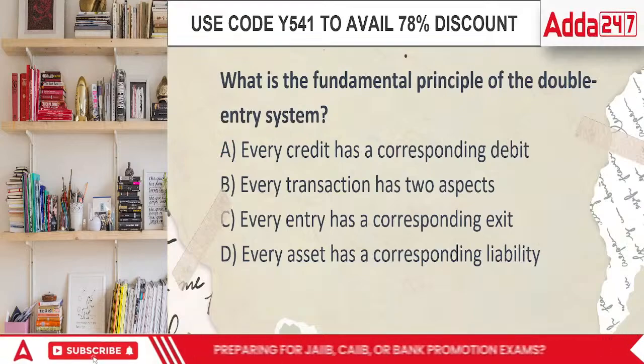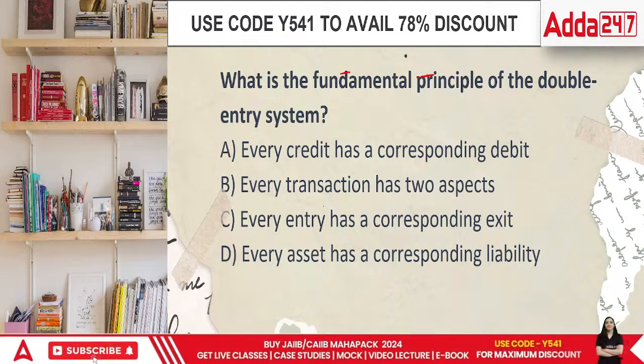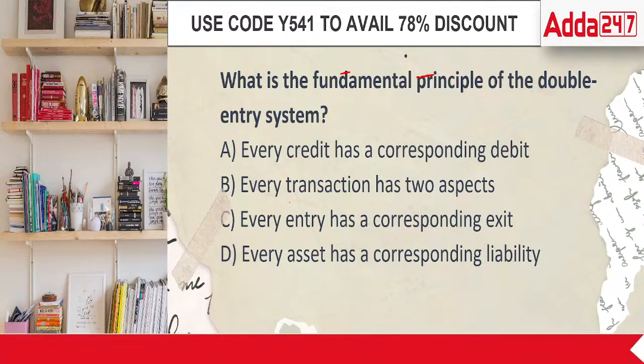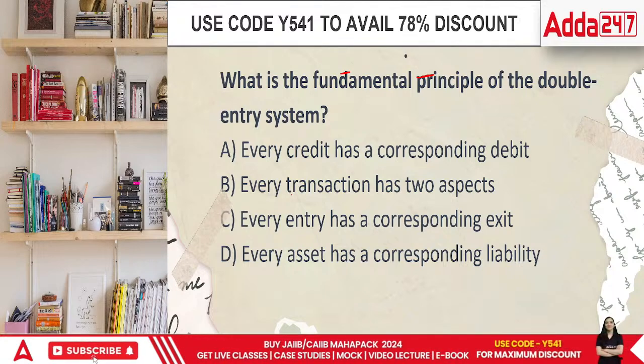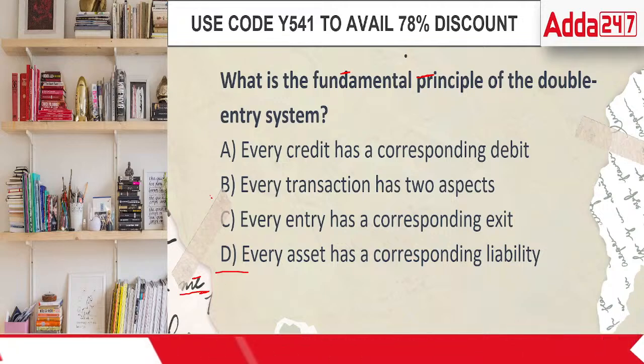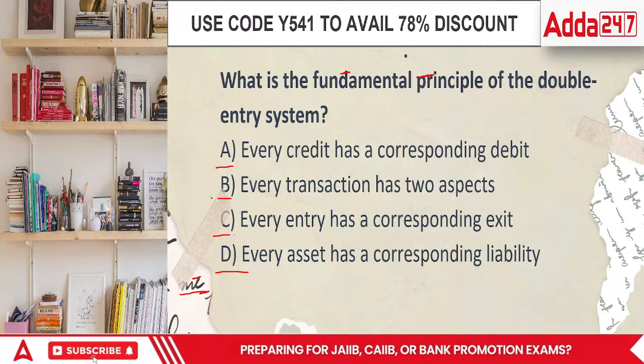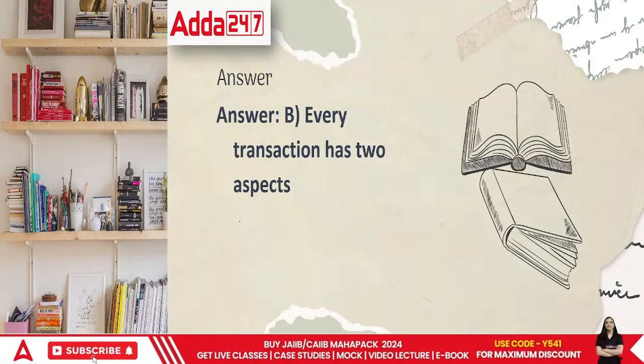Acha, what is the fundamental of double entry bookkeeping, everyone? Every credit has a corresponding debit. Every transaction has two aspects. Every entry has a corresponding exit, or every asset has a corresponding liability. What would be the answer, everyone? In this case, the correct answer would be B. Every transaction has two aspects.